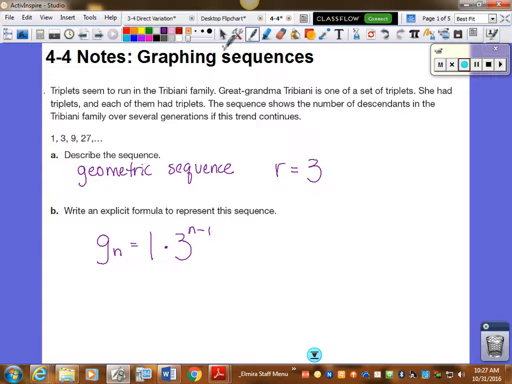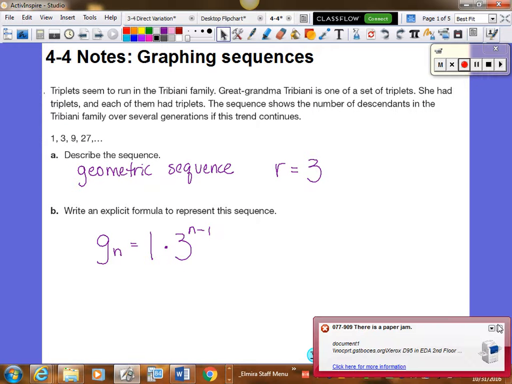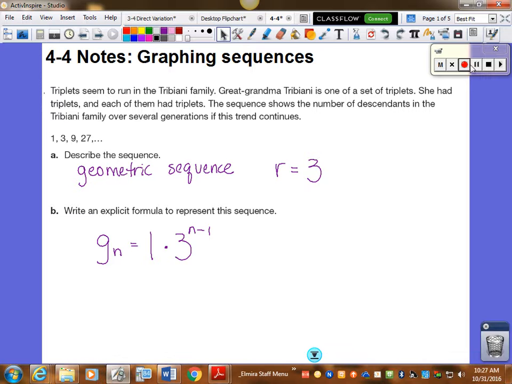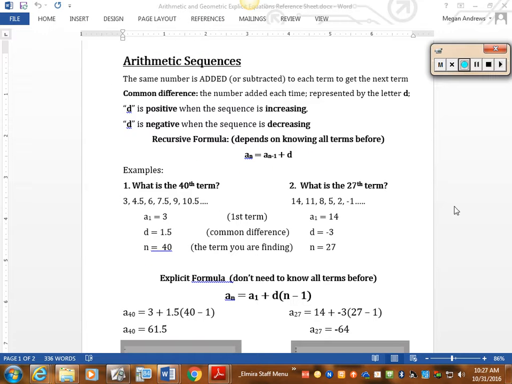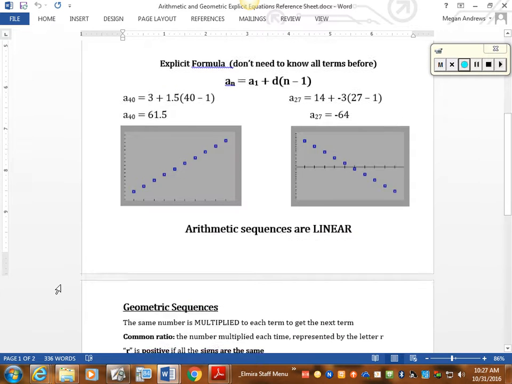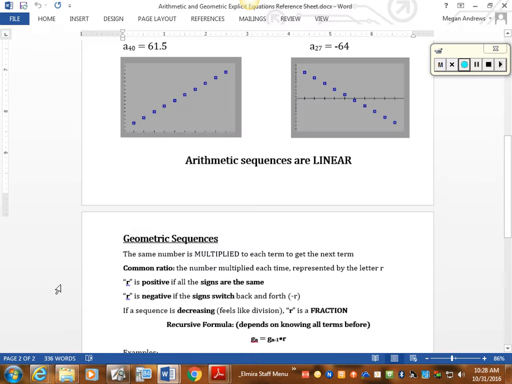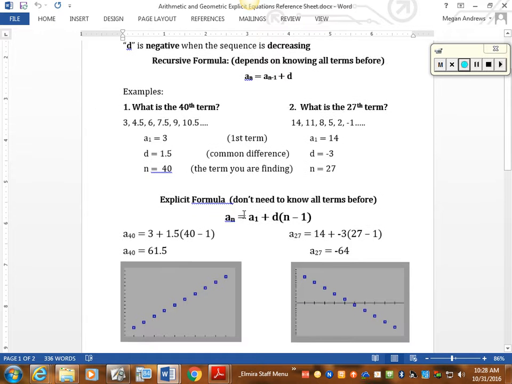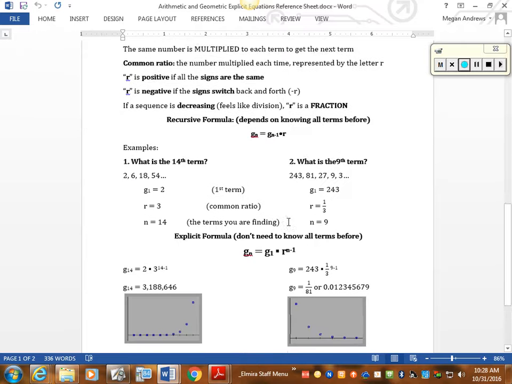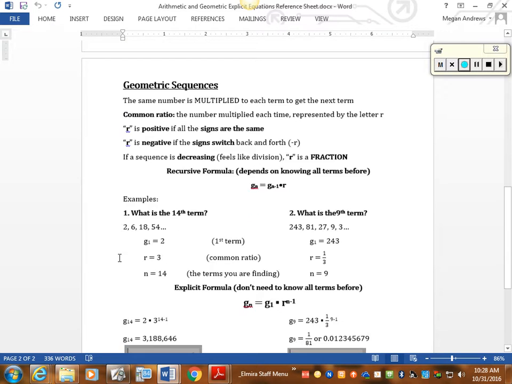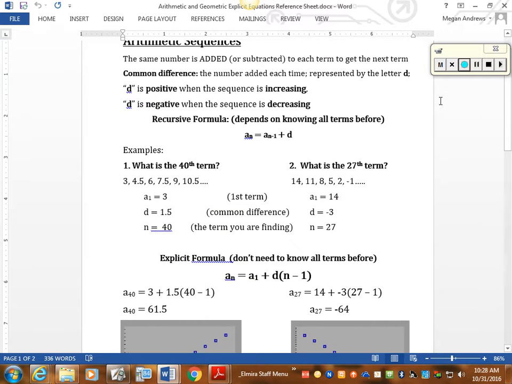Now, if you don't have memorized your explicit formulas and your recursive formulas and stuff yet, don't forget you have a cheat sheet. Okay, here's your cheat sheet. Don't forget that you have this. Okay, you can use that for your explicit formulas for arithmetic and geometric. Don't forget that you have that.